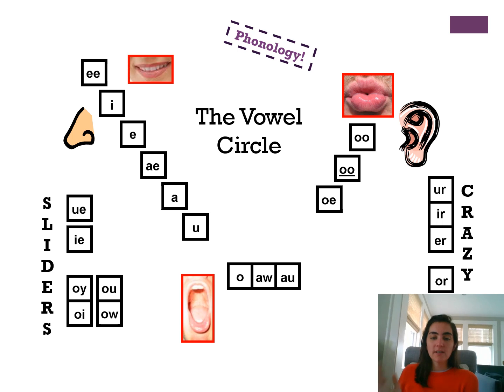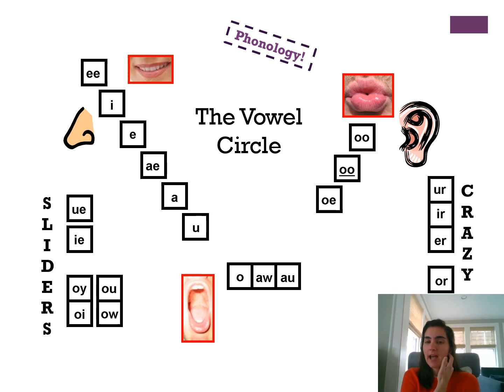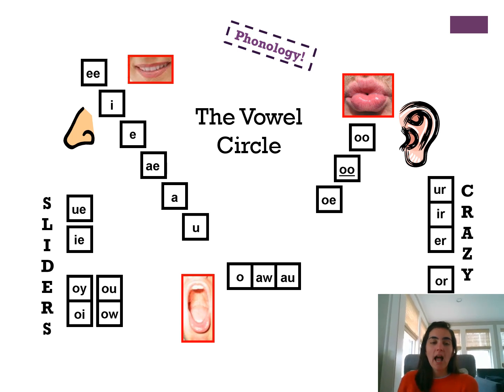So let's pretend this is a face sideways. If you turn your head and did a cross section of your face, that would be your nose. The lowest part is the chin, and then the ear is just showing you the back of your jaw there. The sliders and the crazy R's, or the R control, are off to the side. They're not part of the vowel circle.